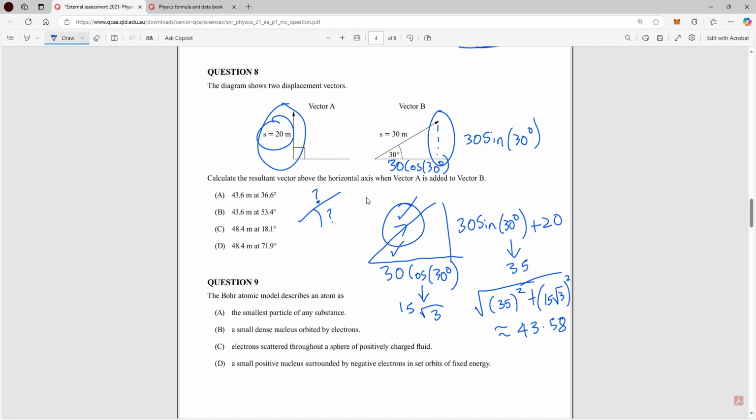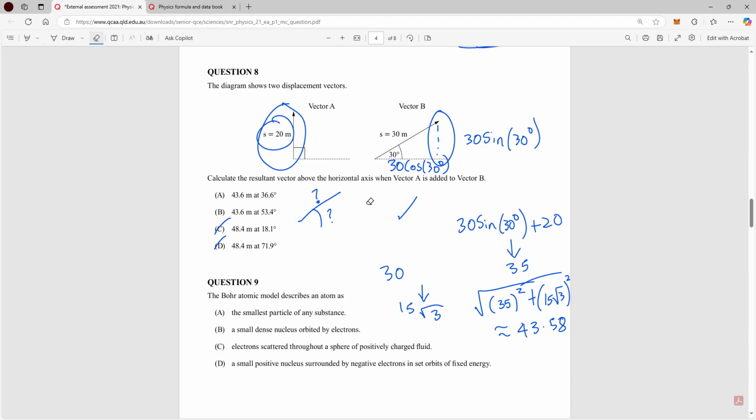43.58, okay? So straight away, it's not going to be C or D, okay? So it's out of these two here, but the difference is the angle. So now we've pretty much got to use a little bit of trigonometry. So we'll just draw this diagram a bit better.